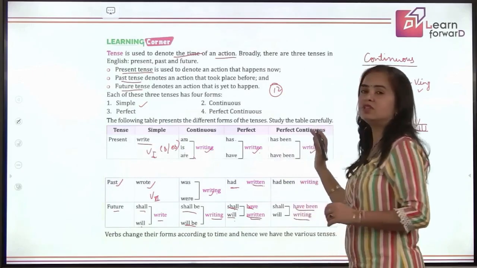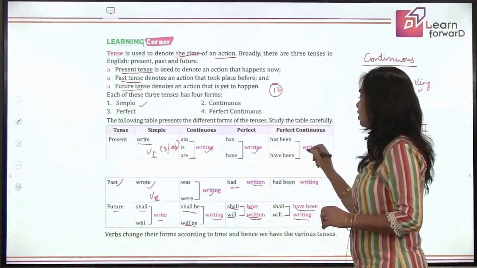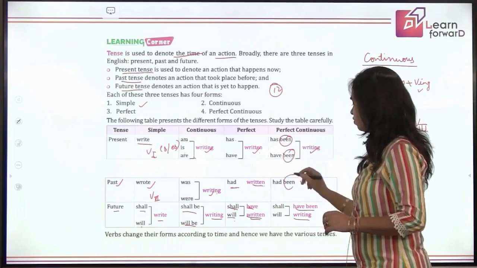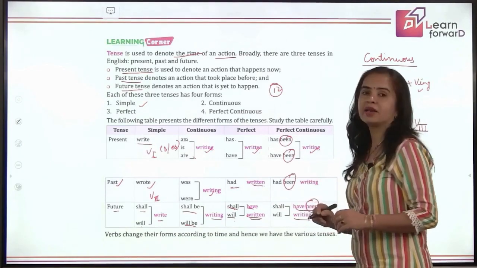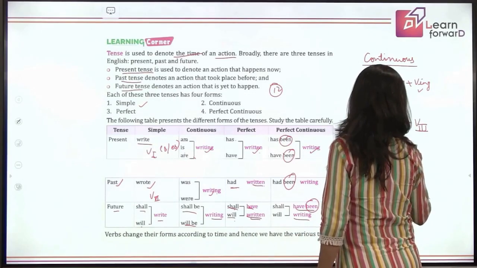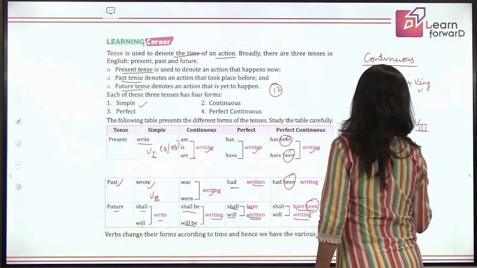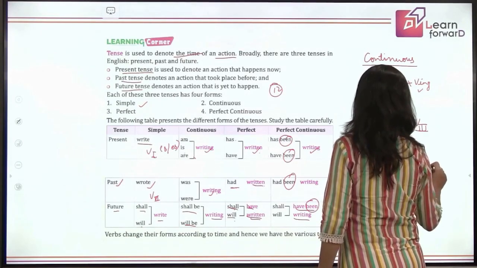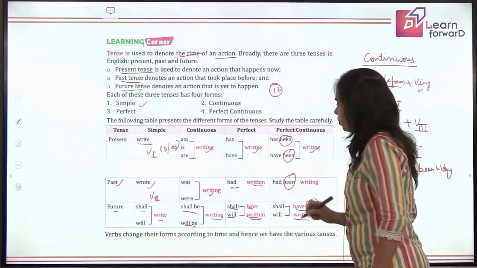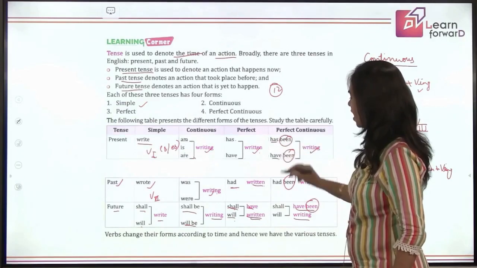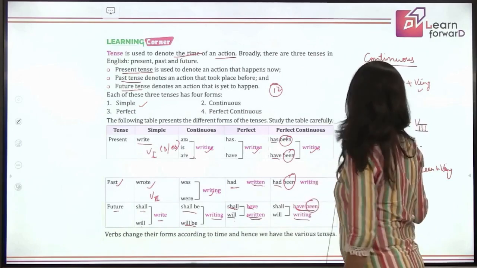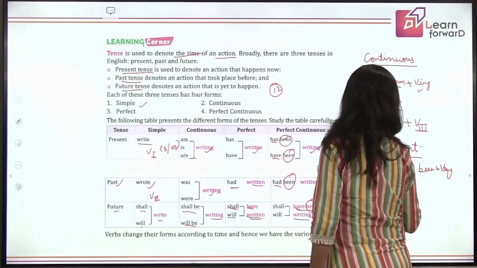Same pattern we see here in perfect continuous tense. We are using the ing verb. We are using been everywhere in all the three categories. So we can say in perfect continuous tense, we have been, then the ing form of verb. And what before that? See here, has, have, had, and will, shall, have. That means we are using the have form again.